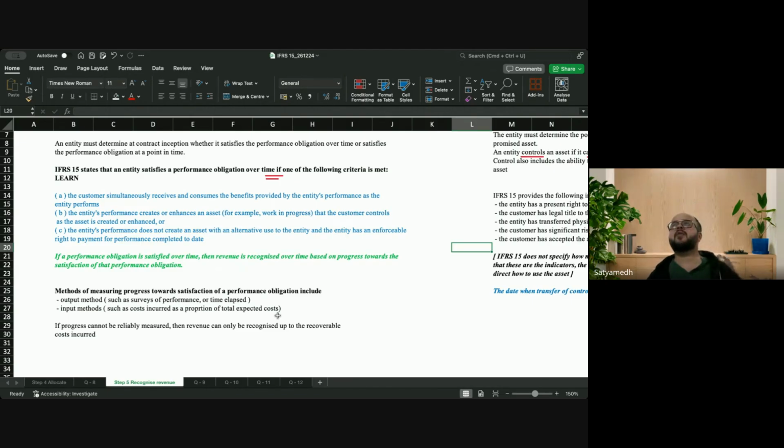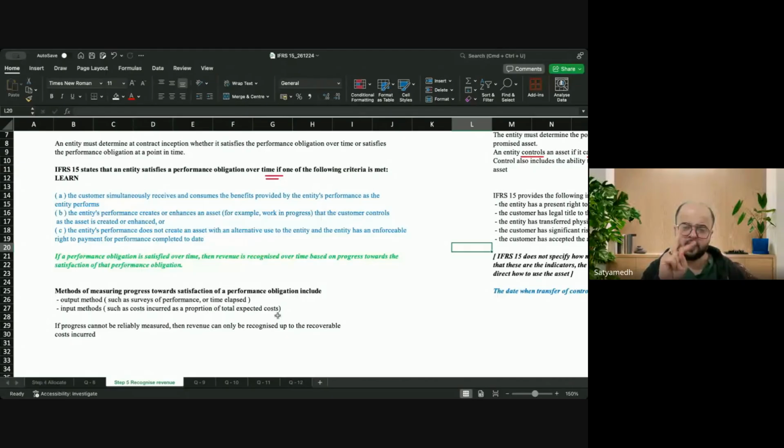For example, I have a commitment with an organization that I will give you 100 hours over the next 3 months for some activity. I have done my job for 40 hours. So that is a measure of the performance that I have done, and that becomes my basis for deciding how much work is done and how much revenue can be recognized.